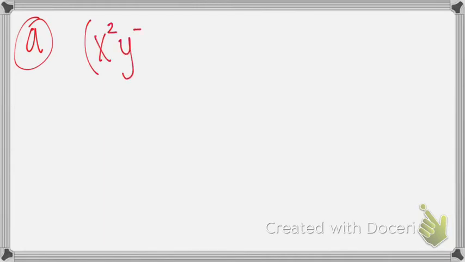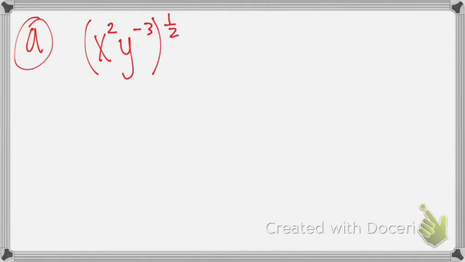All right, so this is number 12 from yesterday. I'm just going to work through a couple of them. So I'm going to start with A. A was x squared y to the negative 3, and all that raised to the 1/2 power.